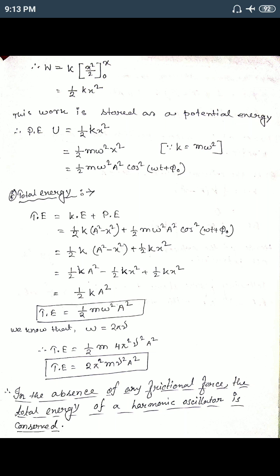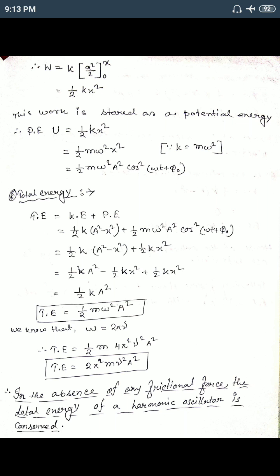half m omega square a square cos square (omega t plus phi naught). Clear? So now we easily find out the total energy, the sum of kinetic energy plus potential energy. We use the same equations for kinetic and potential energy. If you write the equation in terms of x, then for both cases you can write x. So kinetic energy half k (a square minus x square) plus potential energy half k x square, both in terms of k and x.